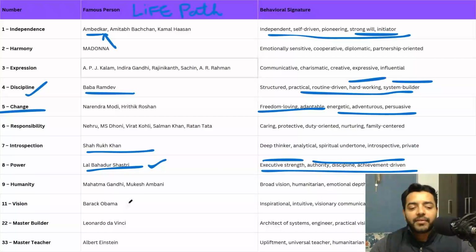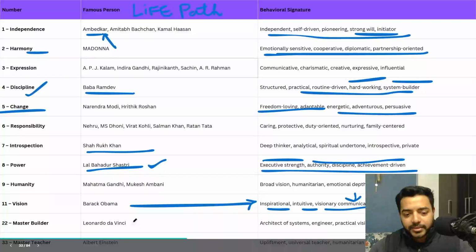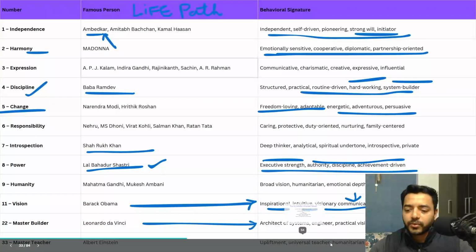Right. Number 11, which we said is a master number, has a base number of 2. So it is an amplified version of 2. 2 is for harmony, emotionally sensitive, cooperative, diplomatic, partnership oriented. So Barack Obama is always inspirational, intuitive, a visionary communicator, uplifts others. So if you see communicator, you will see the same thing somewhere here. Okay. Similarly, master builder is an engineer and architect of systems, number 22. And number 33 is upliftment, universal teacher, humanitarian wisdom, and compassion.